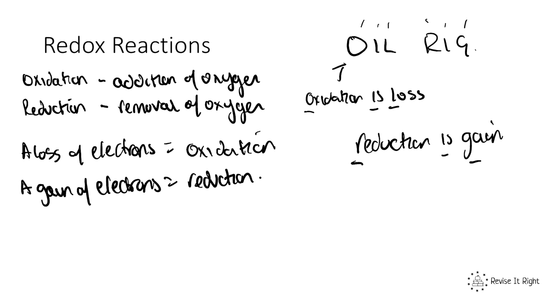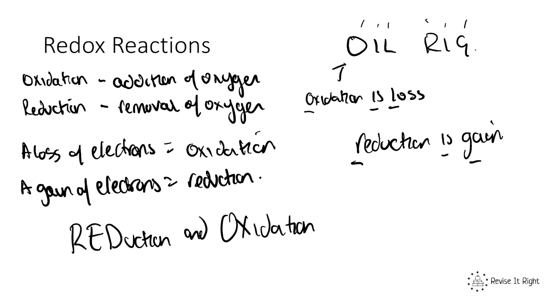Now when reduction and oxidation happen at the same time, it's called a redox reaction. You see here we're taking the red from the reduction and the ox from the oxidation. It's called a redox reaction.